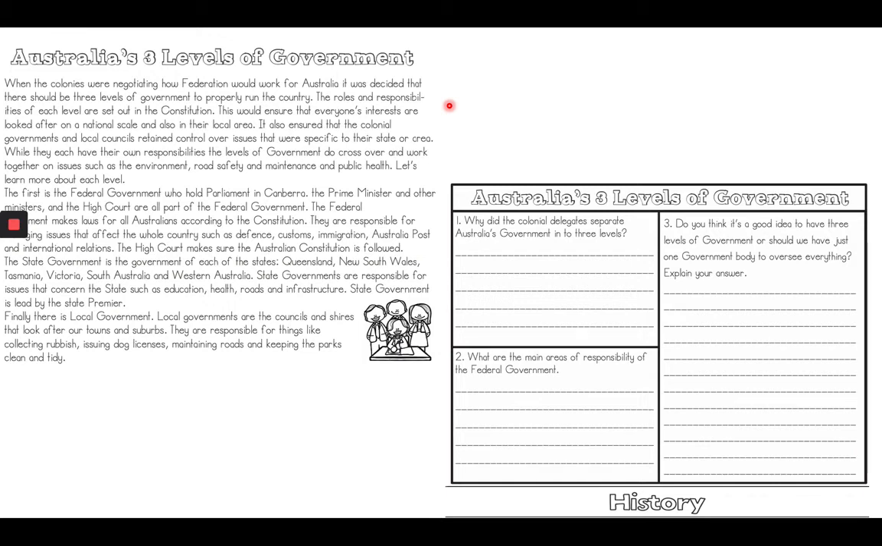Number 2. What are the main areas of responsibility of the federal government? And 3, do you think it's a good idea to have 3 levels of government, or should we just have one government body to oversee everything? Explain your answer. So those are your 3 questions this week.